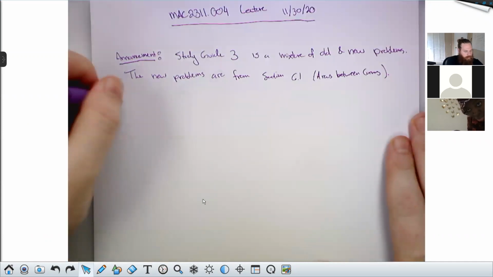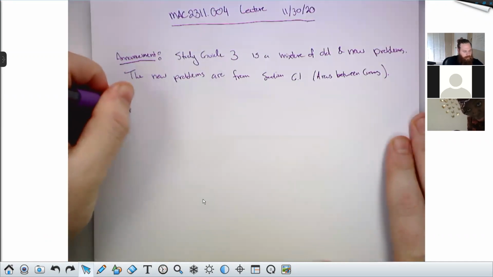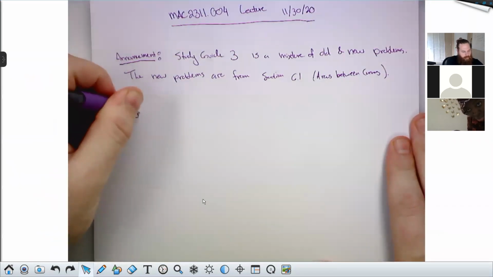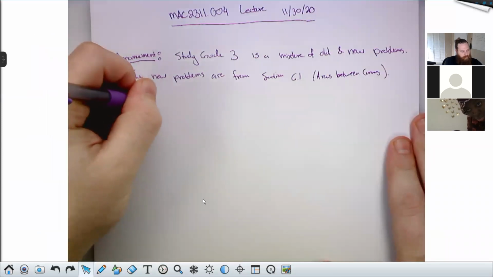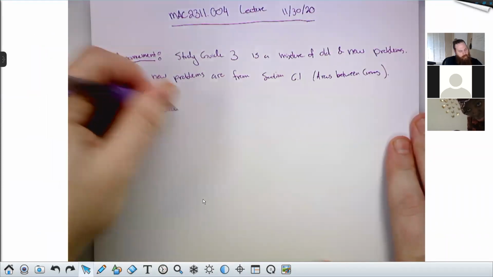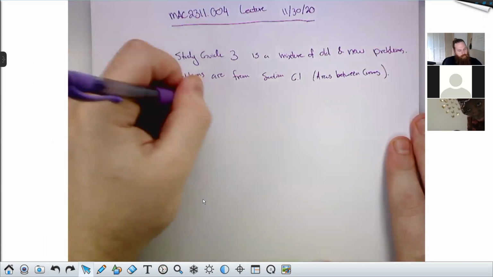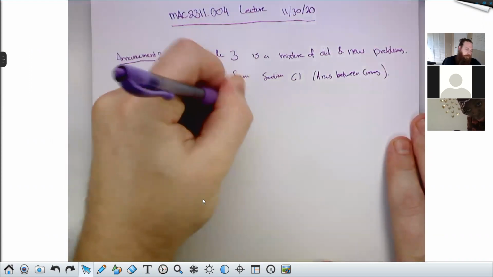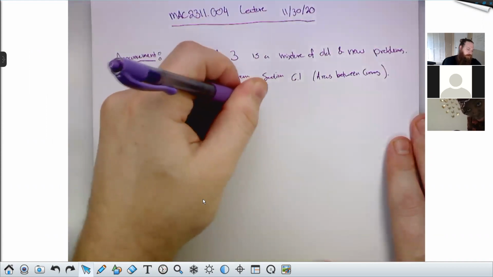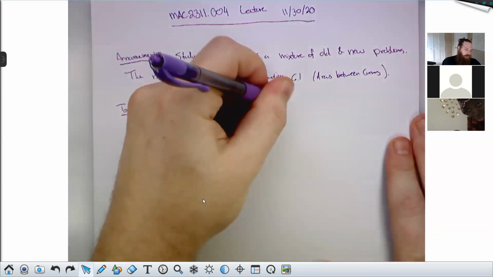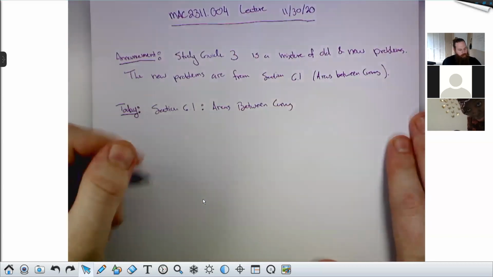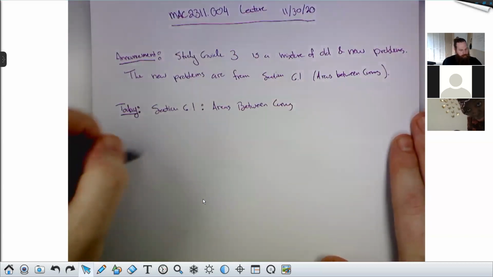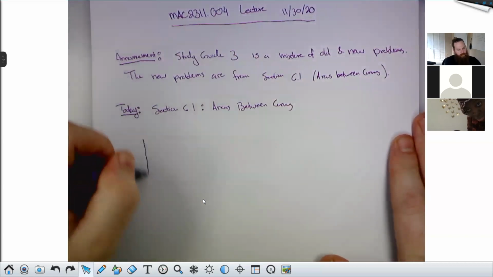Okay. So today we're going to cover section 6.1, which is on areas between curves. First, I want to give you a basic idea of the picture here.